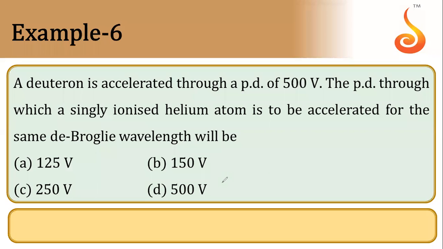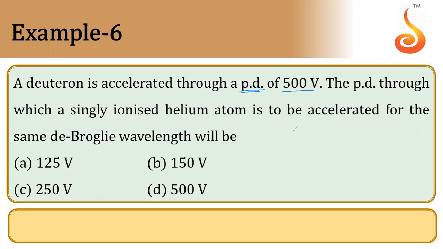This is the last example of this lecture. In this one, it is given that there is a deuteron which is accelerated through a potential difference, PD, of 500 volt. The potential difference through which a singly ionized helium atom is to be accelerated for the same de Broglie wavelength is to be found.